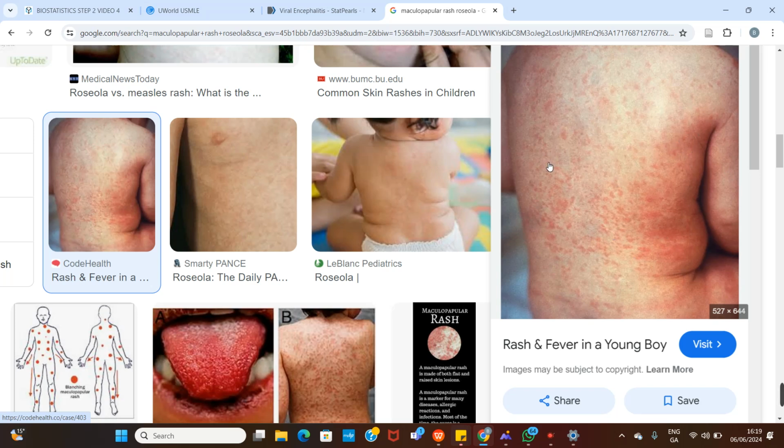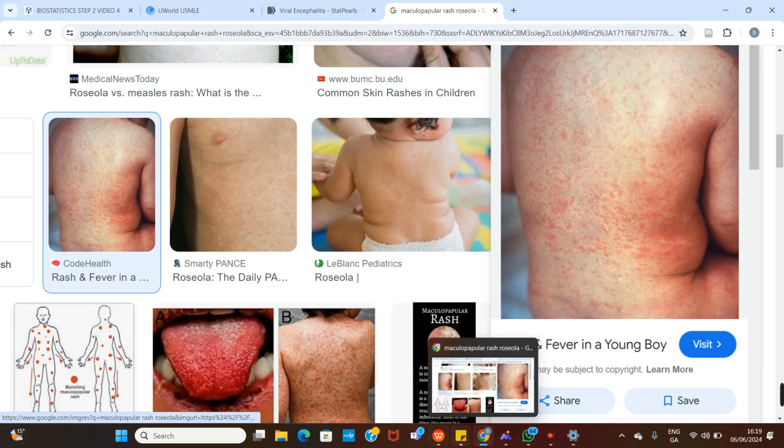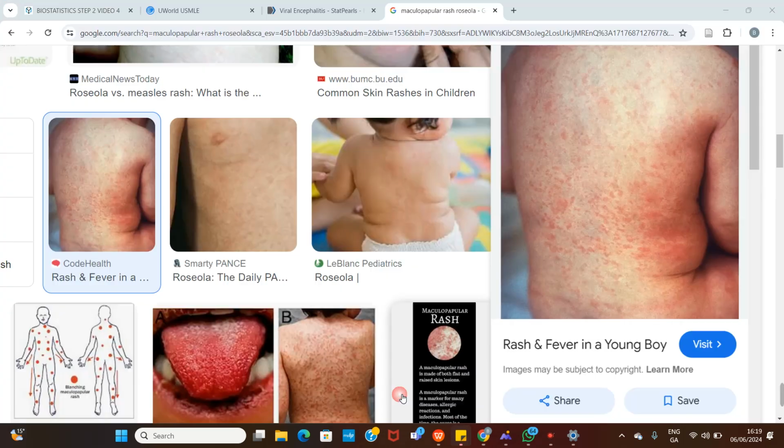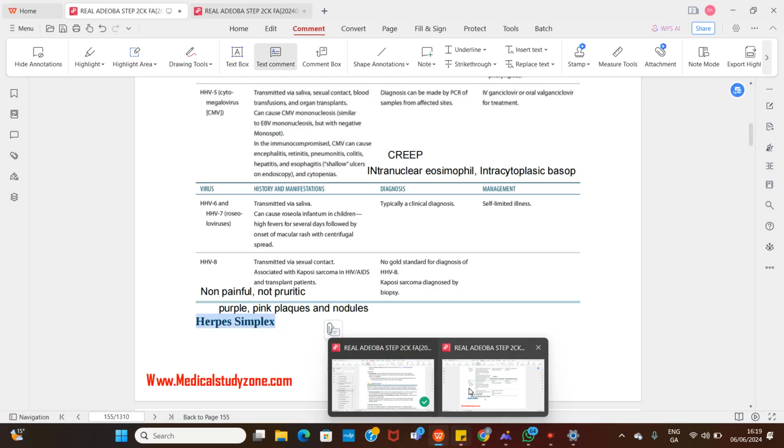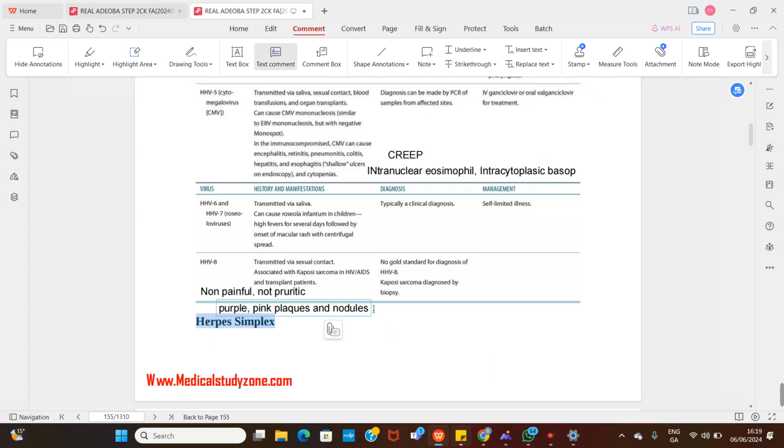So the mere clinical description in the question stem, we'll get it, right? We should have that at the back of our mind. That is the most important thing.